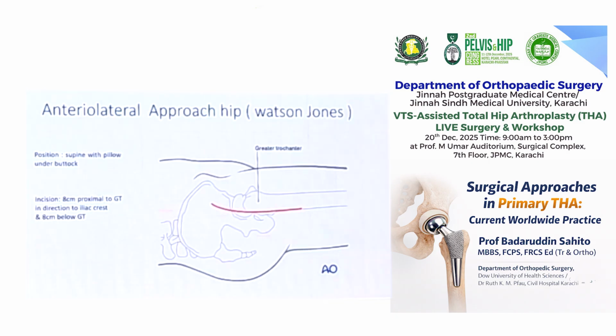So the last one is the anterolateral approach, the Watson-Jones. I have seen people still operating with this Watson-Jones because they feel it's still an intramuscular plane, so no muscle is disturbed. Look at this position: supine, but always put a pillow under the buttocks to lift it at least 20-30 degrees. That makes it easier to look into the acetabulum and the femur. The incision is around the greater trochanter, redirected towards the anterior superior iliac spine.